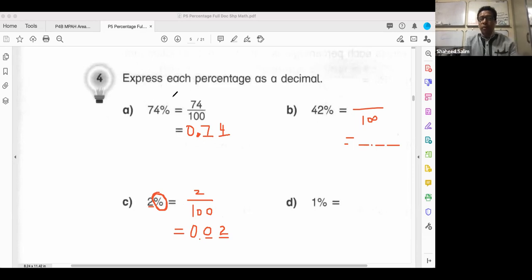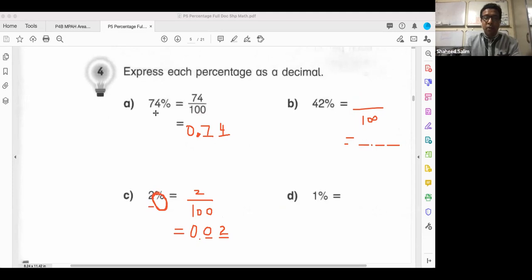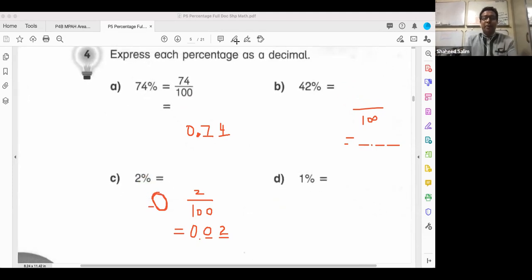Try question D. Come on. Yes. Well done, Umaira. Well done. You see, you can do it immediately just like that. You can do it lah, girl. Don't call me girl, okay? Okay, Umaira, okay.